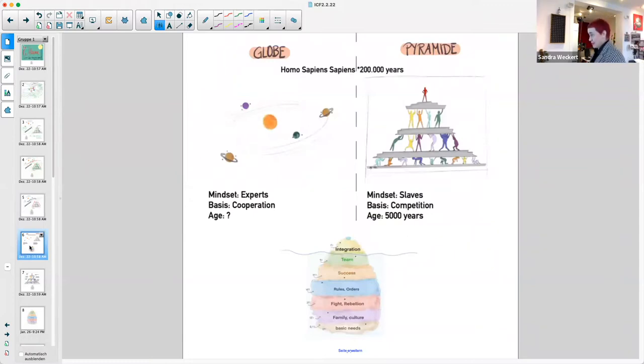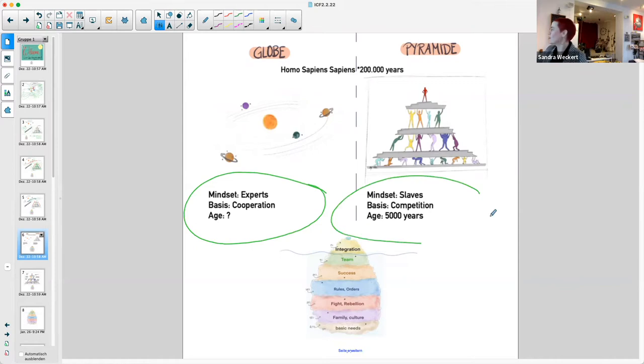Yes, look at this. So now to cut a long story short, this is what we created. We is the species of Homo sapiens sapiens. And in the globe hierarchy, there are only mindsets of experts because the basis of the whole structure is cooperation. Age, I don't know. I suppose lots and lots of years, more than 200,000. Because the Homo sapiens sapiens has been on the stage for 200,000 years, but the age of the Earth is 5 billion years. And I suppose that there are a lot more planets or solar systems or galaxies around, which are even older.